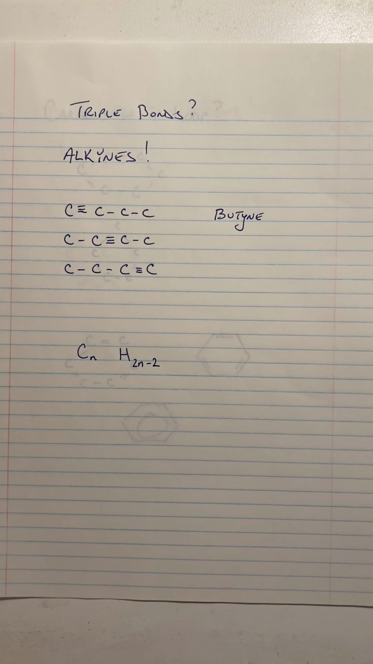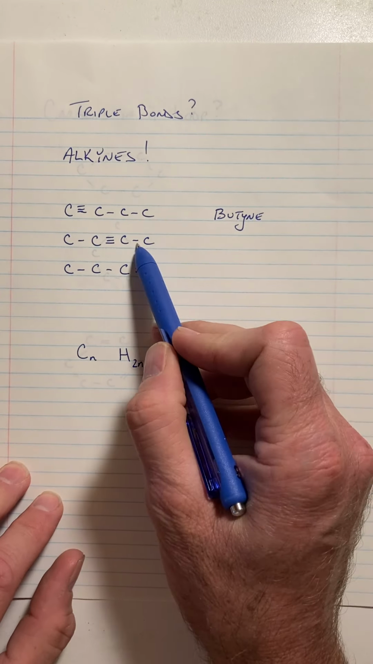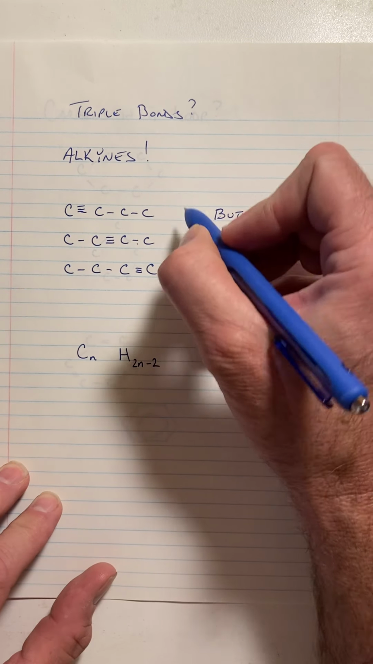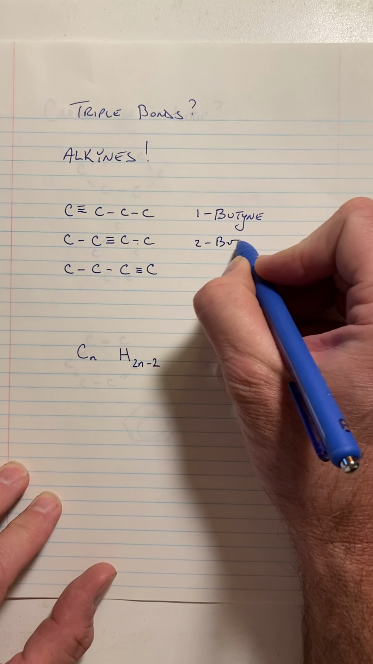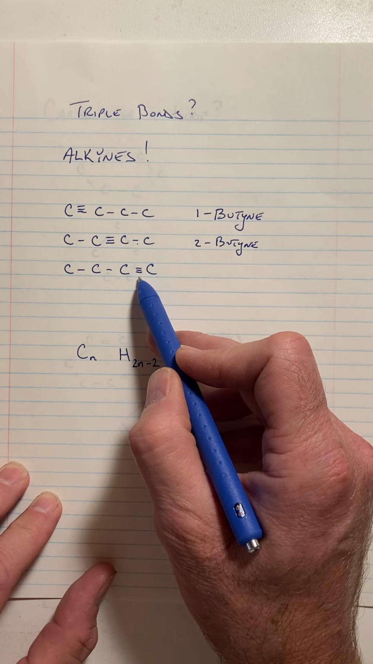What if there's a triple bond? Those are called alkynes with a YNE ending. And you can see like this is butane and this is, wait a minute, we have the same issue. So we need, again, to identify where the triple bond is going to be. So this is just going to be 1 butyne. This is going to be 2 butyne. And if you're looking ahead, this is going to be 3. No, it is not going to be 3 butyne.